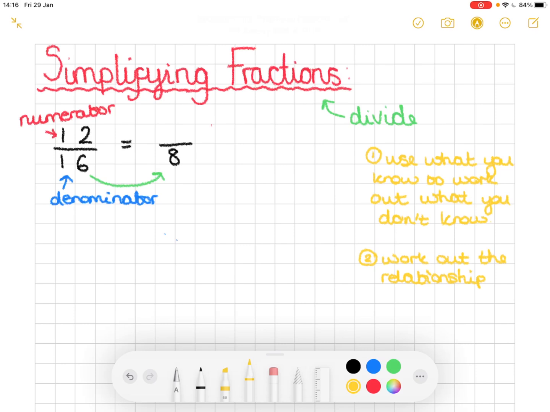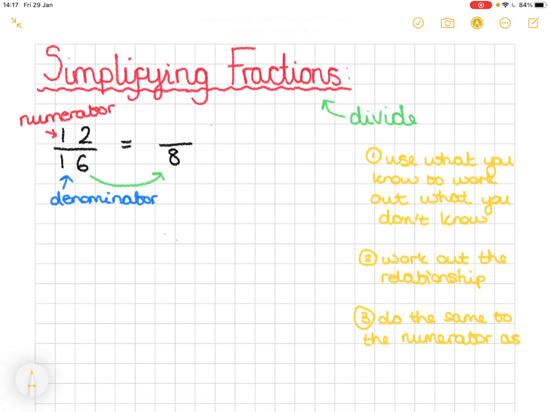They will be linked. You won't often find a trick problem where the numbers aren't linked, and if there is, it's often the teacher's mistake, but that's normal. That's what we do because we are human just like you. Once you've worked out the relationship, you do the same to the numerator as you do to the denominator, and vice versa.